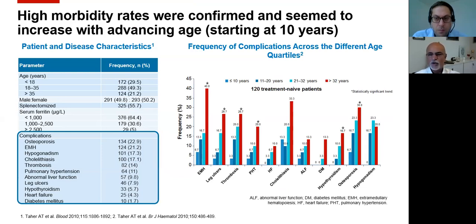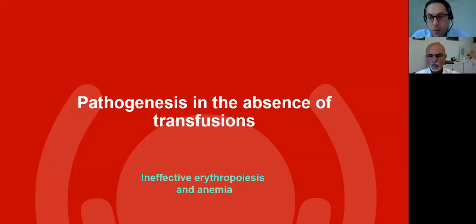Not only this, when we looked into the naive patients that were never transfused, not chelated, no hydroxyurea, no splenectomy, around 120 patients, it was clear that these complications increased with age and mostly started after the age of 10. And this is an important number that you will keep on hearing during this presentation. So now I would ask Dr. Khaled Musallam to continue the pathogenesis in the absence of transfusion, highlighting ineffective erythropoiesis, anemia, and iron overload. Thank you, Ali.